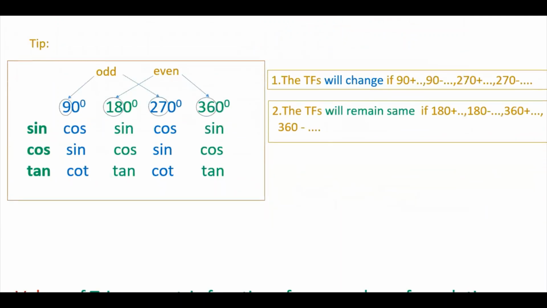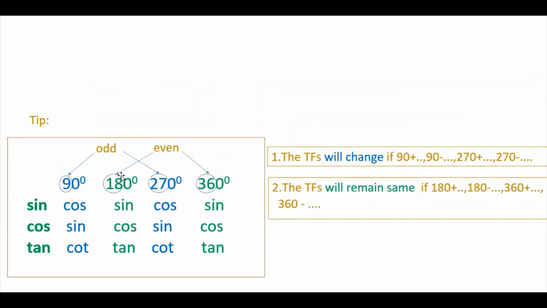And also remember this. Just see here. For example, if the angle is 90 plus or minus, sin of 90 plus or minus, then the trigonometric function will change into cos. Similarly, cos 90 plus or minus, then it will change into sin and tan to cot. If the angle is 270 degrees, similarly, it will change. Sin 270 plus or minus, then it will change into cos and cos to sin and tan to cot.